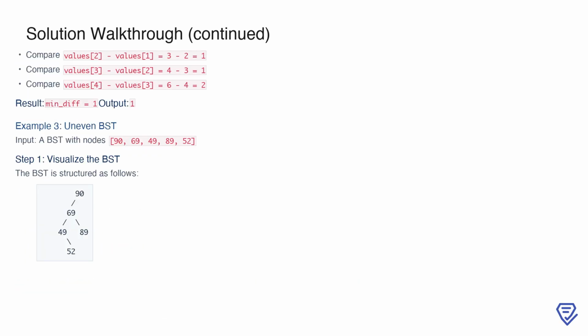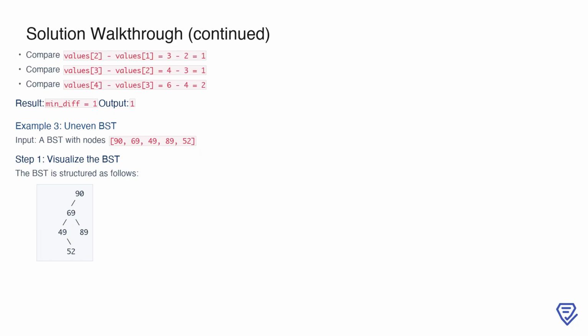With the sorted list 1, 2, 3, 4, 6, we calculate the minimum difference between consecutive values. First, we compare 2 minus 1, which equals 1. Then, 3 minus 2 gives 1, and 4 minus 3 also equals 1. Finally, we compare 6 minus 4, which gives 2. Among these differences, the smallest is 1, so the result for this example is also 1.